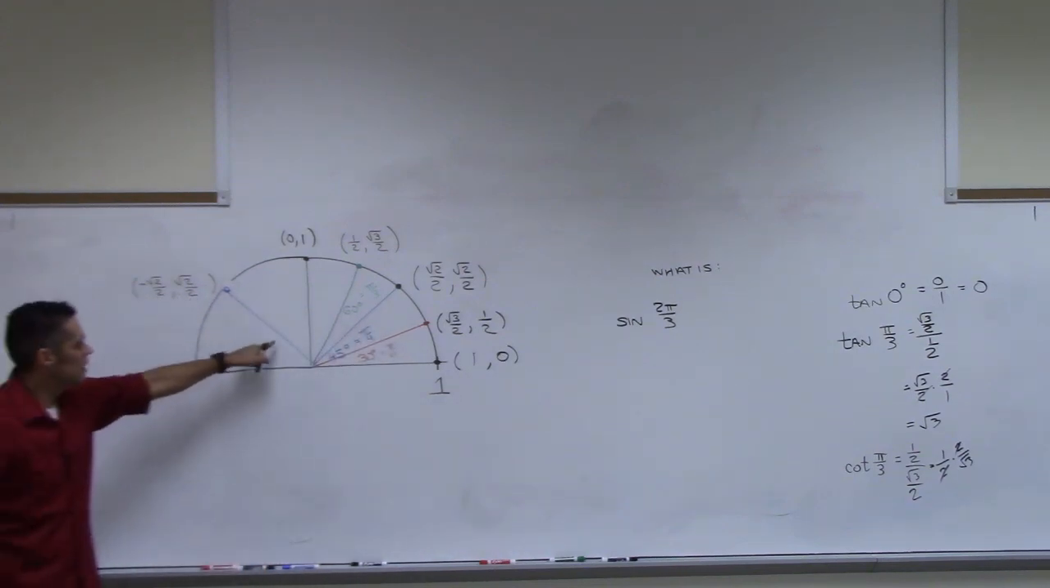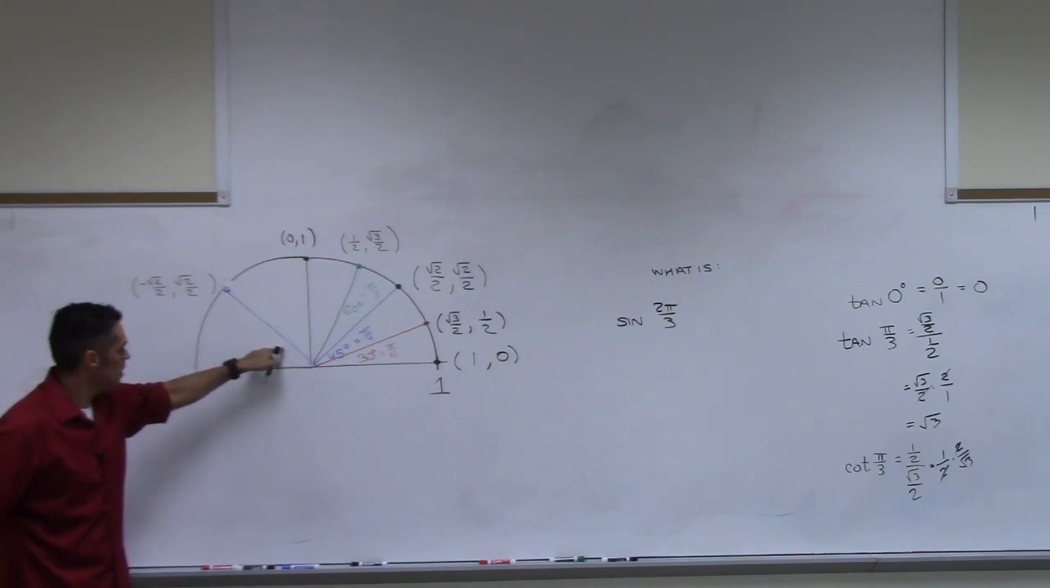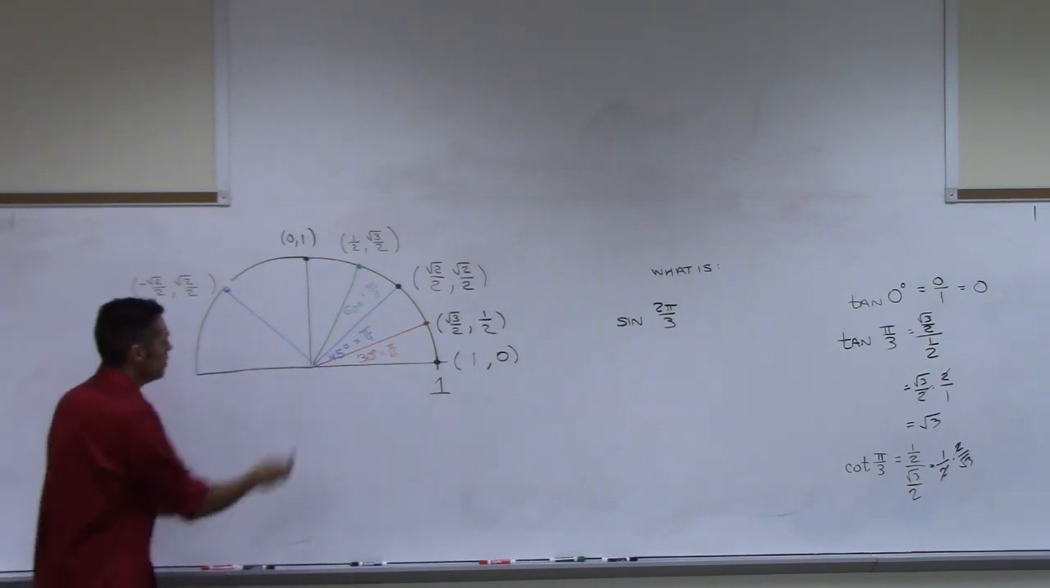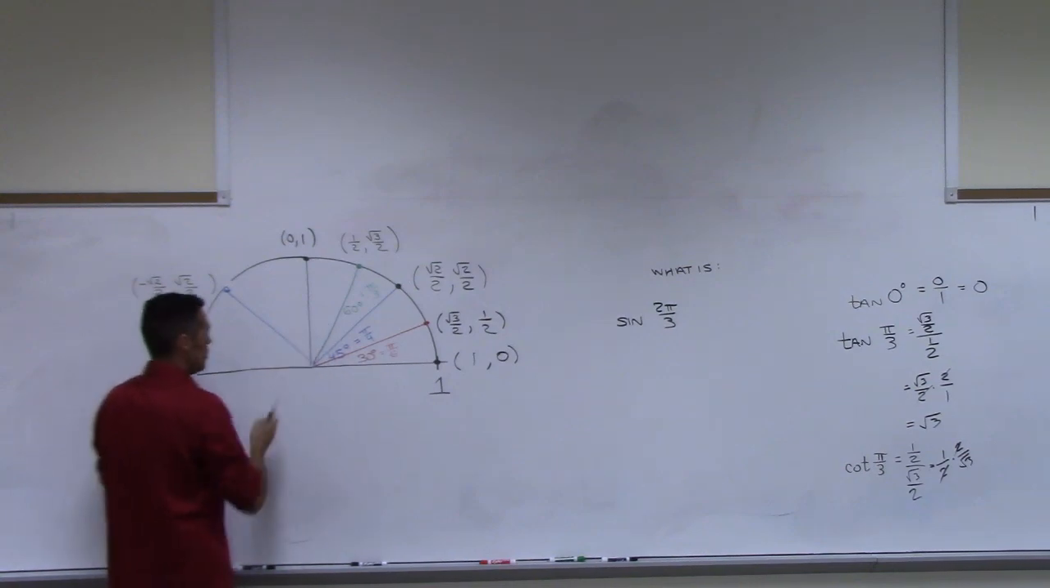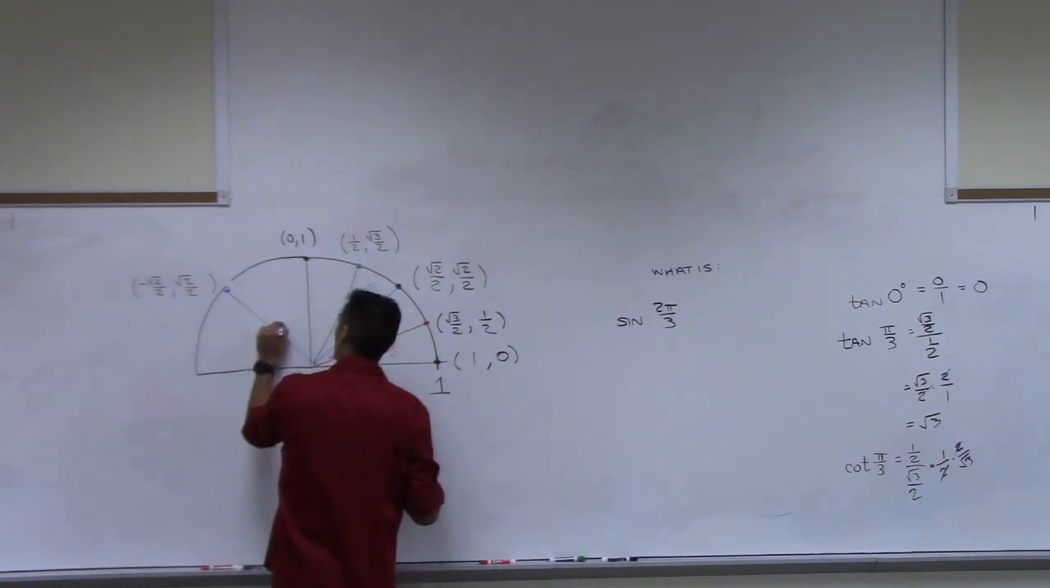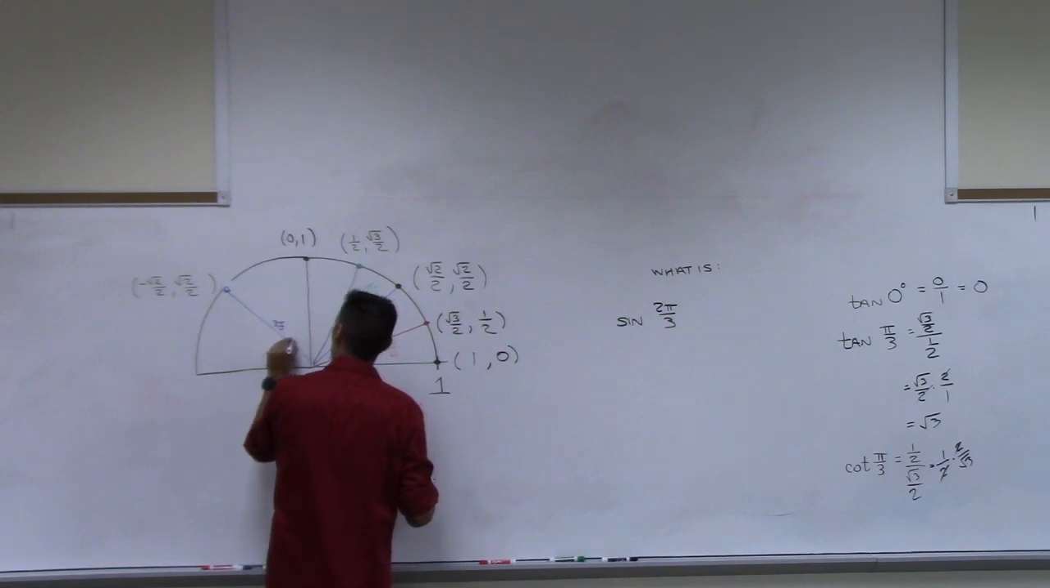Now, we didn't say what angle this was. What angle is that? Pi over 4, 2 pi over 4, 3 pi over 4, right? Now, in terms of degrees, what is it? 135. Yeah.